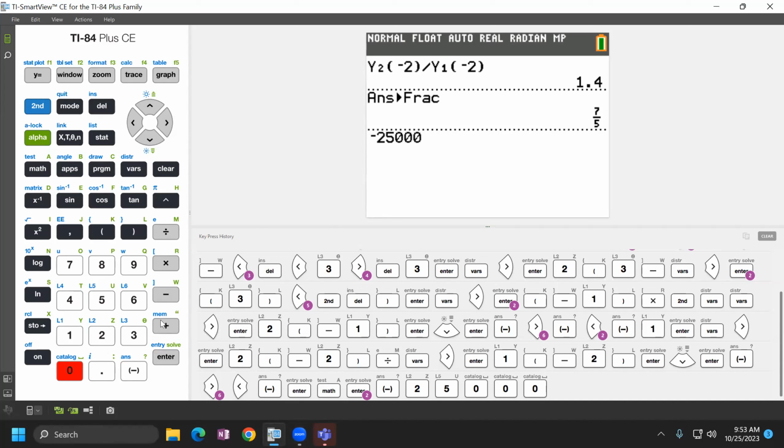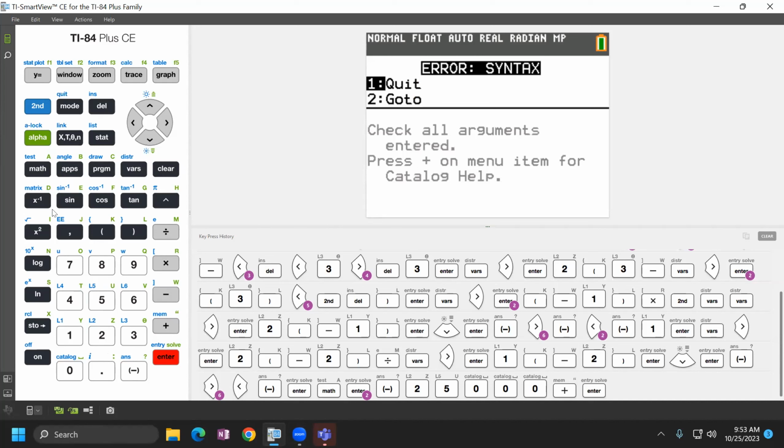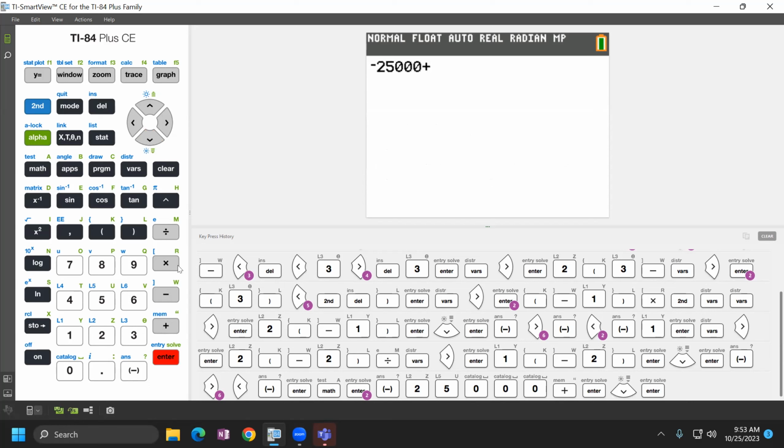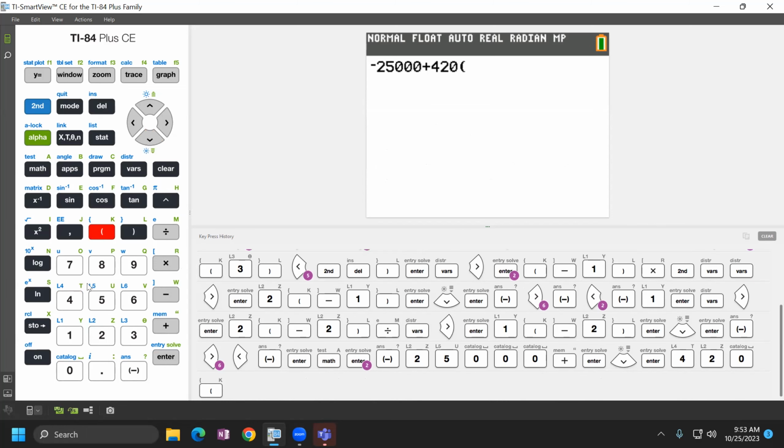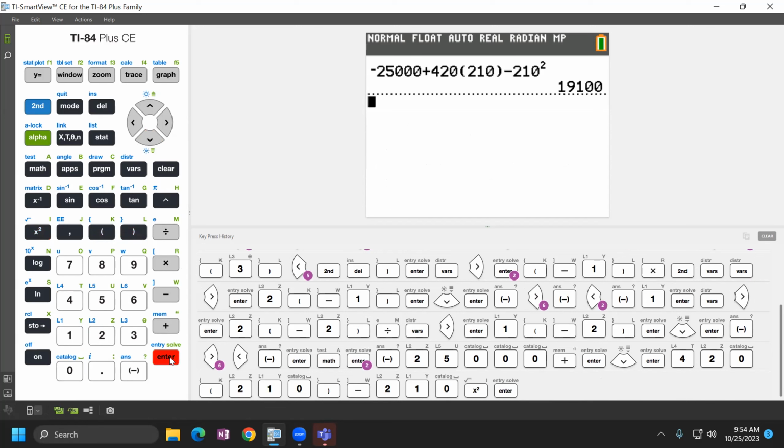Plus 420 times whatever X was. What was X? Was it 210? And then we're going to subtract from it X squared. So we're going to subtract 210 squared. And we get 19,100. So our maximum profit is 19,100.